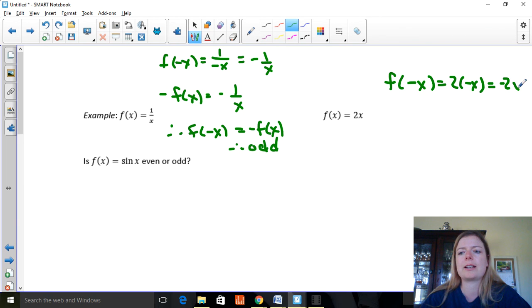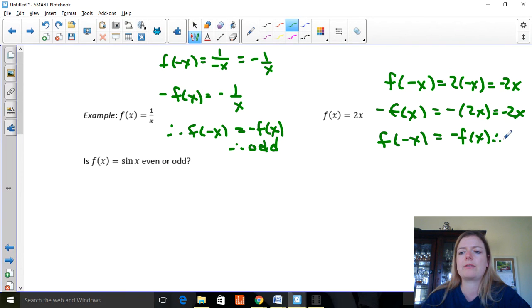Okay, 2x: f at negative x is equal to 2 times negative x, so minus 2x. So notice they're not even because they're not the same. So now I'll check negative f at x, which is just negative the function 2x, so minus 2x. So look, this gives the same result. So f at negative x is equal to negative f at x, and therefore that's an odd function as well.